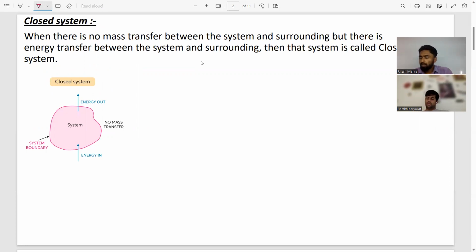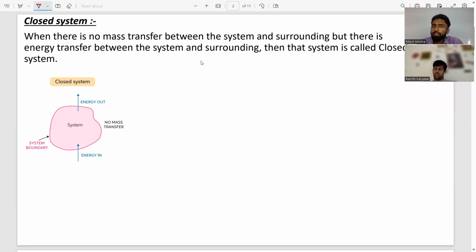Closed system. What is a closed system? Please understand. Let us assume a system that is shown here, and everything external to this system is the surrounding. When there is no mass transfer between the system and surrounding, but there is energy transfer between the system and surrounding, then that system is called a closed system.